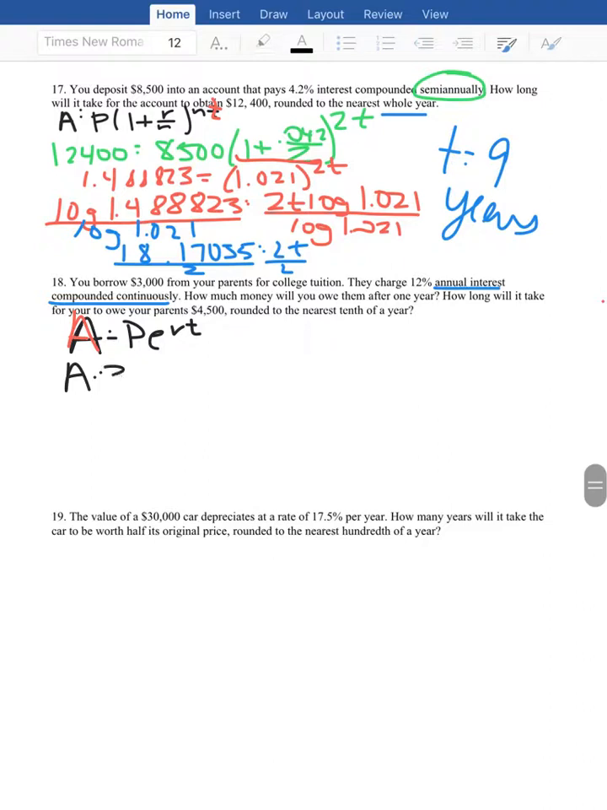My initial amount is $3,000. E raised to the rate is 12%. 12% as a decimal is 0.12, and then the time is times 1 year. So this whole thing you can type right into your calculator because you don't have any variables in your exponents. So you end up getting A equals 3,382.49. Okay, so that's for part 1.